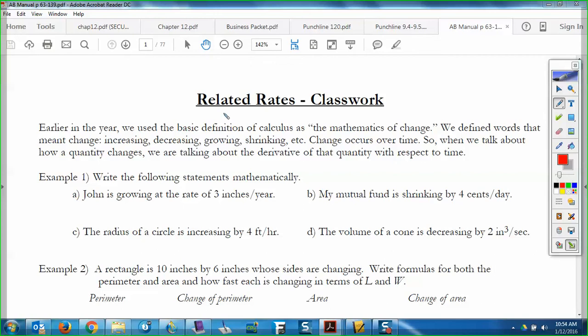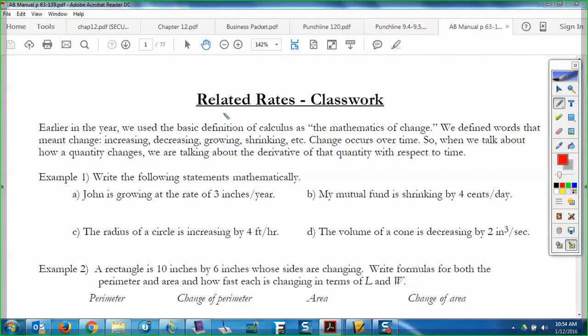Okay, it's a little bit like the parametrics. It's kind of connected to parametrics. And there we were doing derivatives with respect to time too. We had x prime, we had y prime, or dx dt, dy dt. We were talking about how fast the horizontal, we had horizontal velocity, we had vertical velocity. Okay? Well, we're going to get into all other kinds of related rates here.